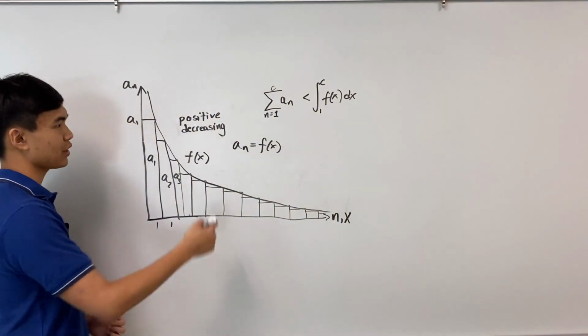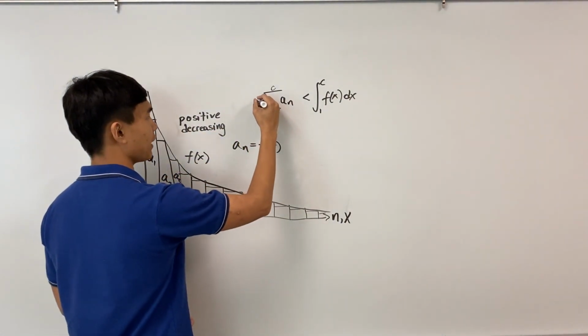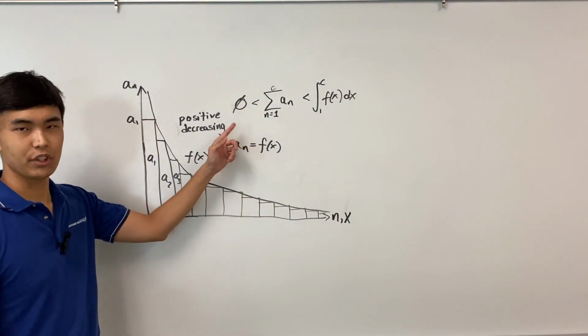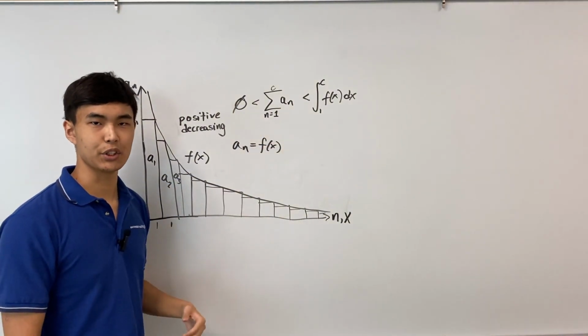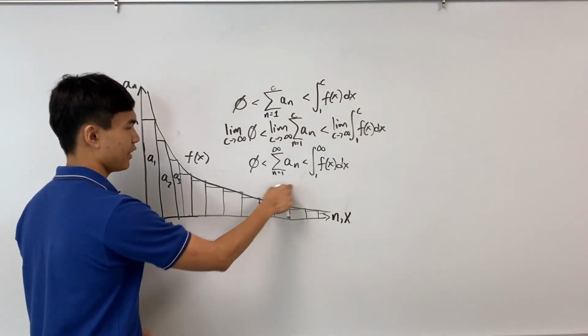And since we established that this sequence is positive and decreasing, we also know that this must be greater than 0. Now, look what I'm going to do. I'm going to take the limit of all three of these as c goes to infinity, like so, and we can condense this into this.